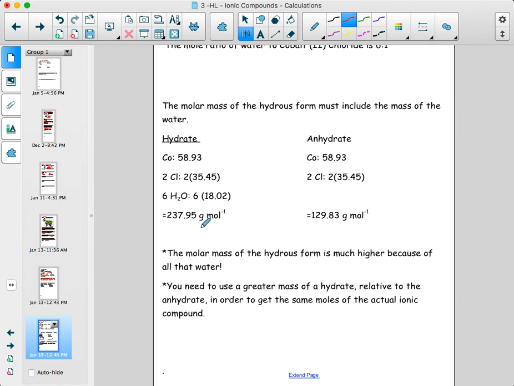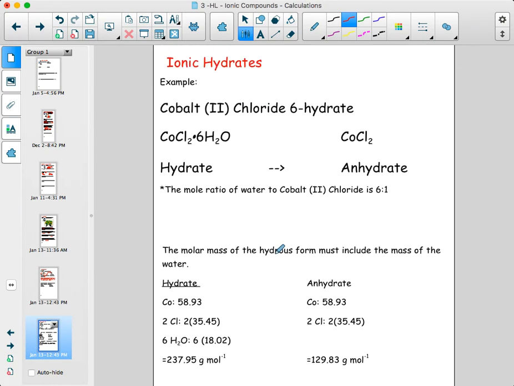So when you're using hydrates in the lab, it's really essential that you include the water in your molar mass calculations so that you use enough of it, because it's a much heavier compound per mole when it has all that water attached. So just something to keep in mind.